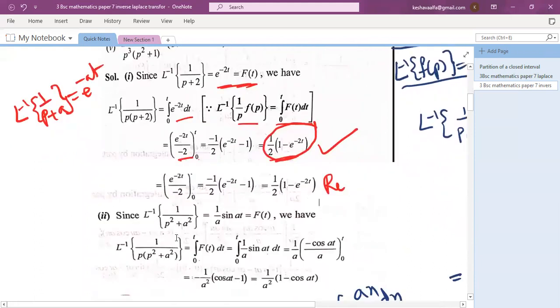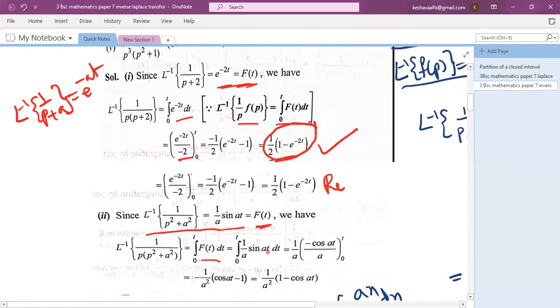We know that very familiar formula, L inverse of 1 by p square plus a square is 1 by a sin a t, which is nothing but f of t. So using this formula, what is division by p formula? L inverse of 1 by p into p square plus a square is equal to integral 0 to t f of t dt. What is f of t? Already we know that L inverse of 1 by p square plus a square is 1 by a sin a t. So f of t is 1 by a sin a t.